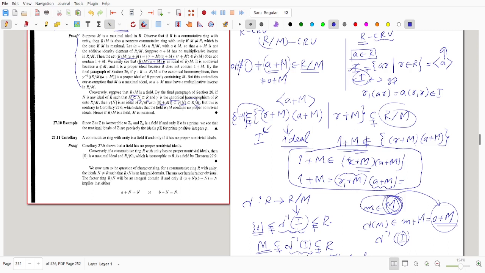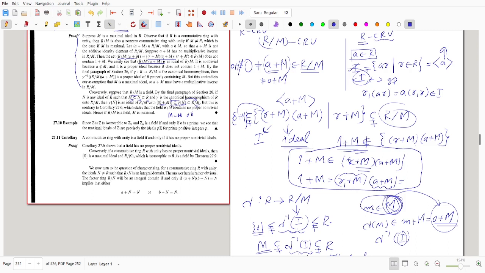So what does it mean? Whenever gamma of N is equal to 0 plus M, that means every coset using elements of N is M itself. That means N is equal to M. So either gamma of N is equal to 0 plus M, which means M is equal to N, or otherwise this is equal to R over M.